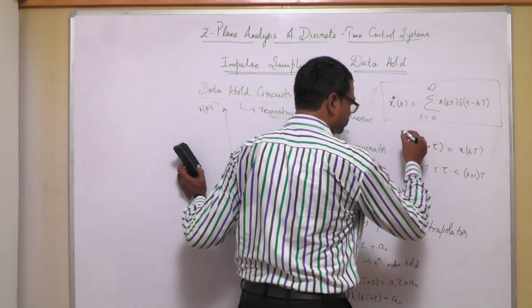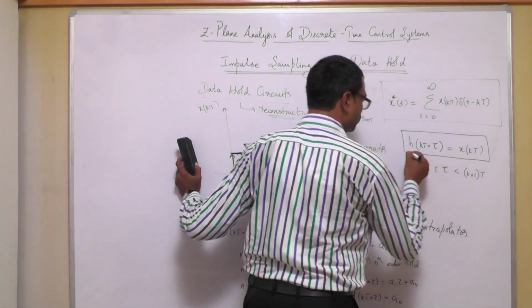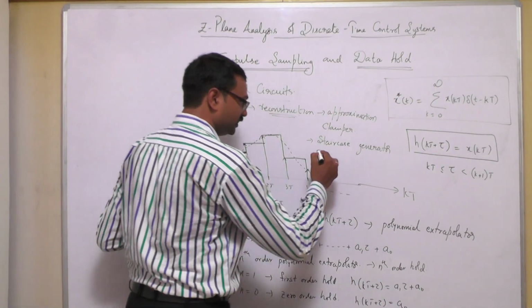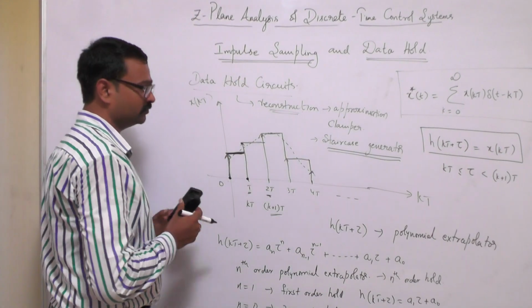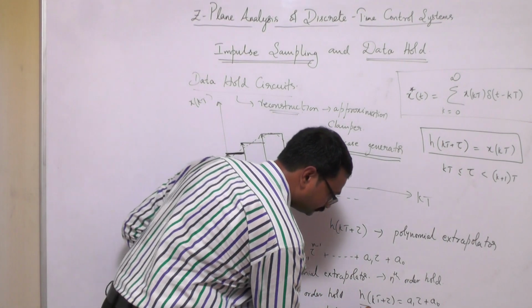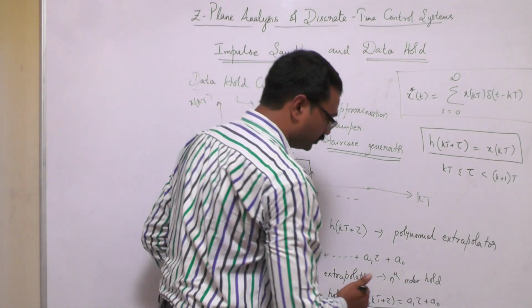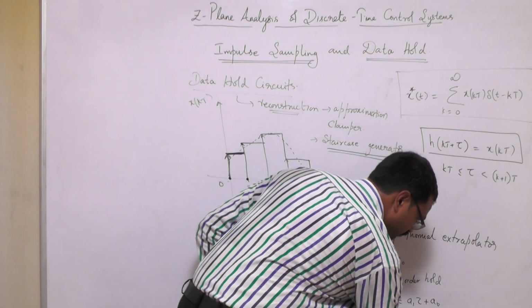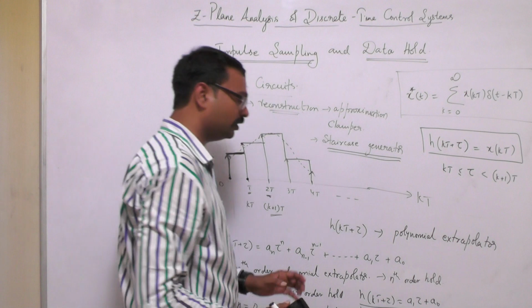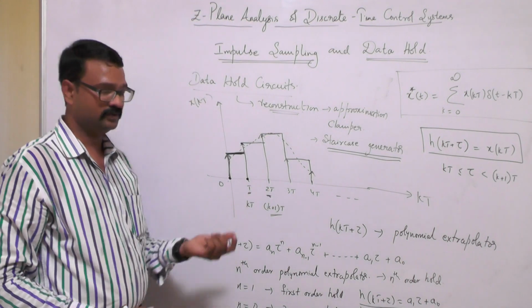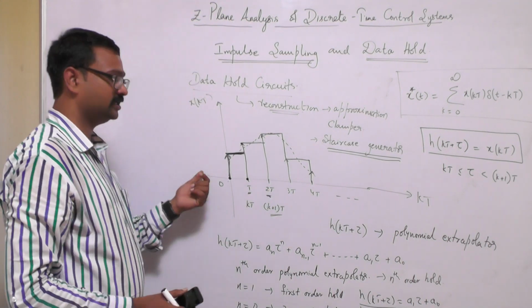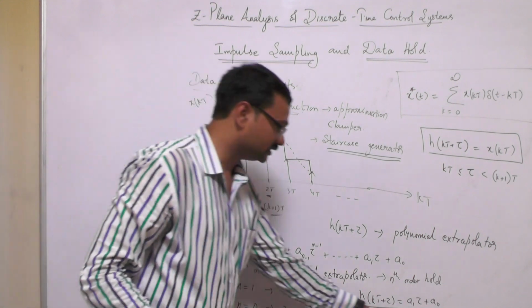Now, I have already represented h of kt plus tau is equal to x of kt, which gives us a staircase generator. That is what we have already used here. Therefore, a0 can be called x of kt. So a0 is obtained from the previous instant of the discrete time sequence which you are working on. That is x of kt.